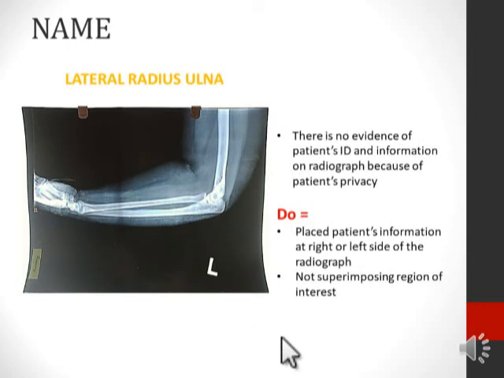So next is lateral radius ulna for name evaluation. There is no evidence of patient's ID and information on the radiograph, maybe because of patient's privacy. So we should place patient's information at the right or left side of the radiograph, not superimposing any region of interest.